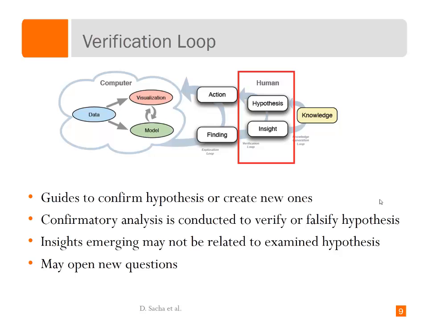Now we move on to the verification loop. So our verification loop is, as it sounds like, we're trying to verify that what we think we've found is actually the case. So the types of things that we're doing in the verification loop is we're confirming a hypothesis, or we're disproving a hypothesis, or we're creating a new hypothesis.